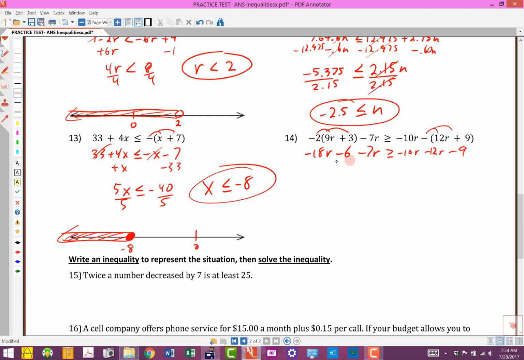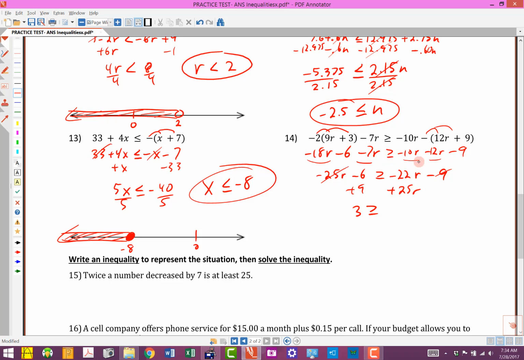Okay, collect like terms. Putting these together, we get negative 25r minus 6. Putting these together, we get negative 22r minus 9. Move the smaller ones, so we're going to move the 25r over here. If we're going to move that over here, we want to move the 9 to the other side, so we're going to add 9. So that's going to be a 3.